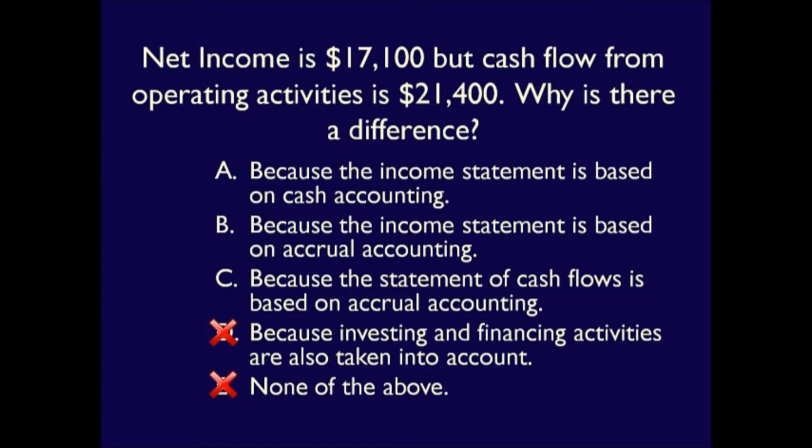The question specifically says there is a difference between net income and operating activities only, so this answer does not apply. The answer is not C. The statement of cash flows, as its name implies, uses the cash basis of accounting, not the accrual basis. The answer is not A. The income statement uses the accrual basis of accounting, not the cash basis. The answer is B, because the income statement uses the accrual basis of accounting and the cash flow from operation uses the cash basis of accounting. There will always be a difference between net income and cash flow from operating activities.